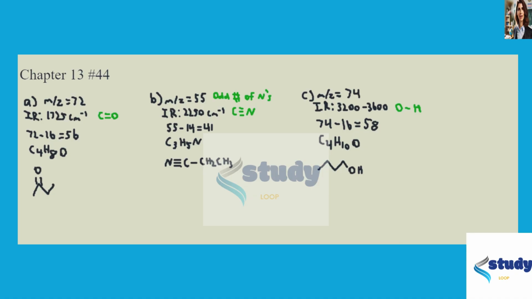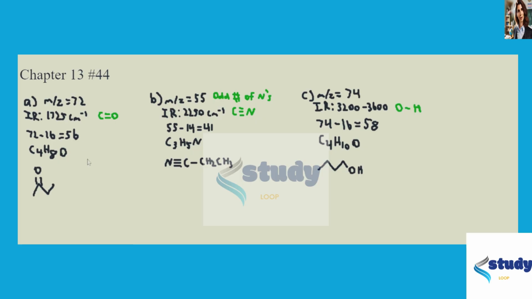This is the answer to Chapter 13, problem number 44 from the Smith Organic Chemistry textbook. This problem is giving us three sets of mass specs and IRs and asking us to draw a suitable molecule for each set of data.